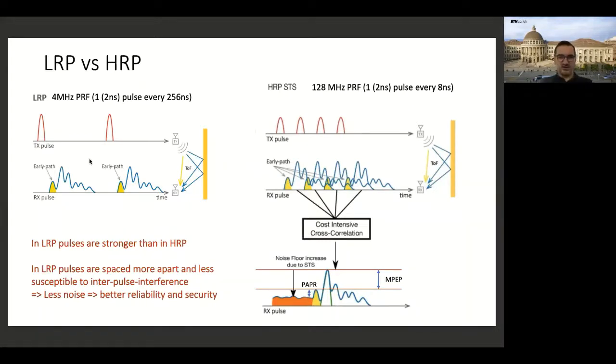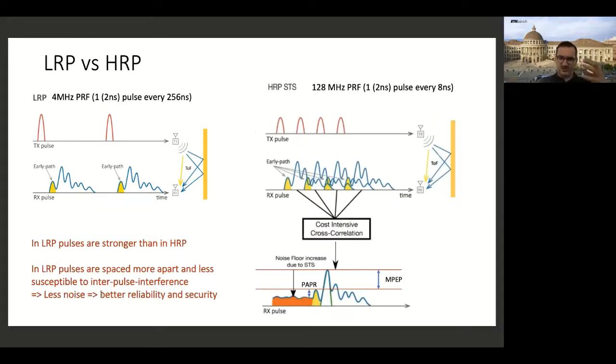And in LRP, we don't have such a problem because we have hundreds of nanoseconds of distance between the pulses, which means that any multipath will fade out by the time the next pulse arrives in the receiver, and that makes this somewhat cleaner. You have a lower noise floor as a result. You're not artificially raising the noise floor by interfering with yourself, right?